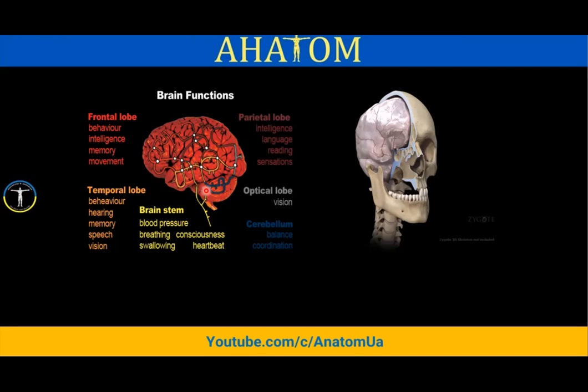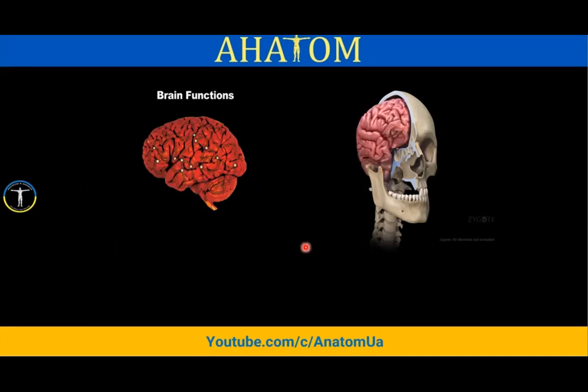Brainstem, three parts in a brainstem. First of all, brainstem is regulation of breathing, swallowing, heartbeat, blood pressure, and when there is some crash in the brainstem, breathing and heartbeat may stop, in a central structure, for example. Cerebellum, what function? It's balance and coordination, yes? Occipital lobe is vision, because it's the cortex center of vision, yes? And language, reading, sensation are parietal lobes.